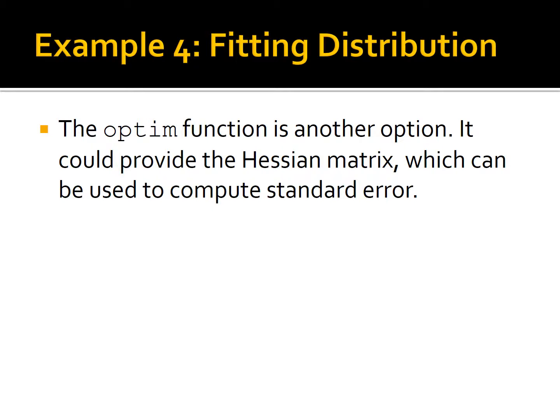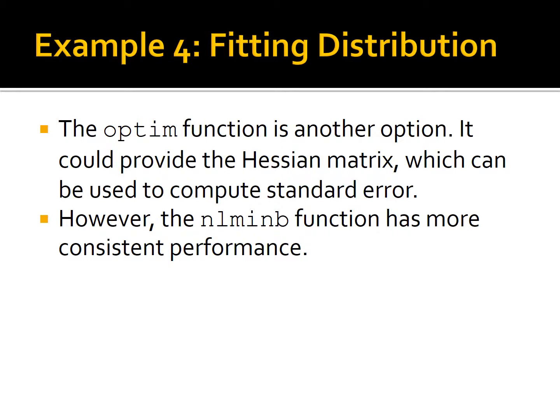Alternatively, we can use the optim function. The optim function is better than nlminb in that it can provide the Hessian matrix. The Hessian matrix is used to find the standard error. However, the nlminb function has more consistent performance. So most of the time, in finding the solution, nlminb would be better.